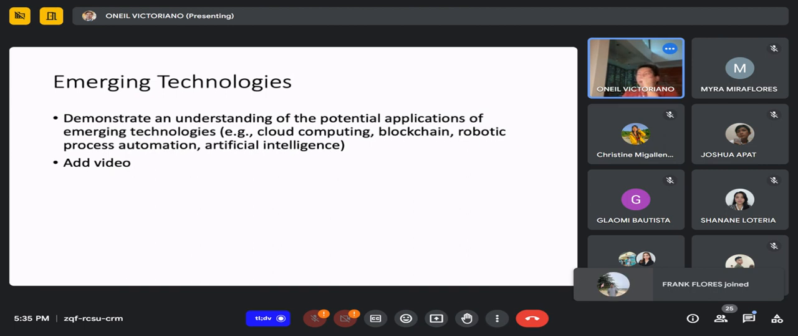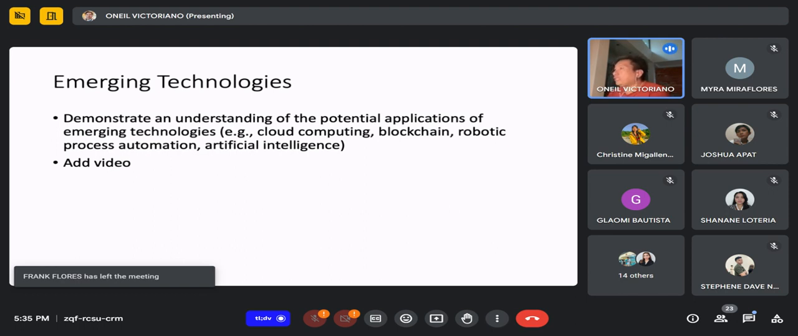So emerging technologies, as part of the exam, the students should be able to demonstrate and understand the potential applications for emerging technologies. So for example, you have cloud computing, blockchain, robotic process automation, and artificial intelligence. So we'll try to look into these different items, slowly. And then I'll give later some of the links, to break the monotony of some of these emerging technologies.